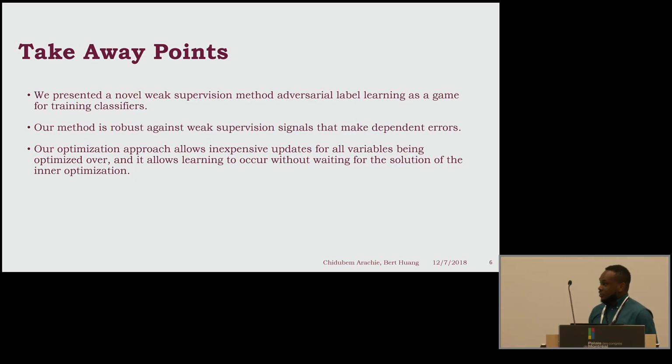So what's the takeaway point here? We've presented a novel method for learning from weak supervision, called adversarial label learning, and we present it as a game between an adversary and a model. We've shown that our method is robust against weak supervision signals that make dependent errors, and our optimization approach allows for inexpensive updates to all the variables under consideration.